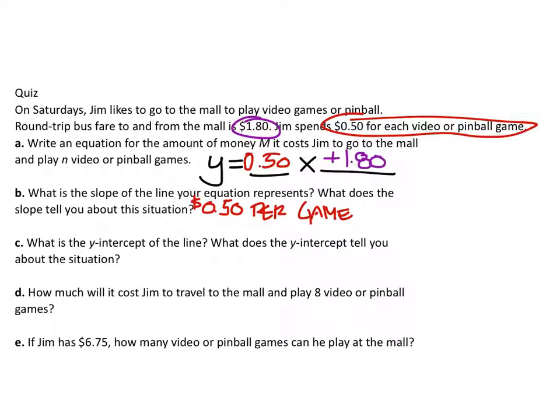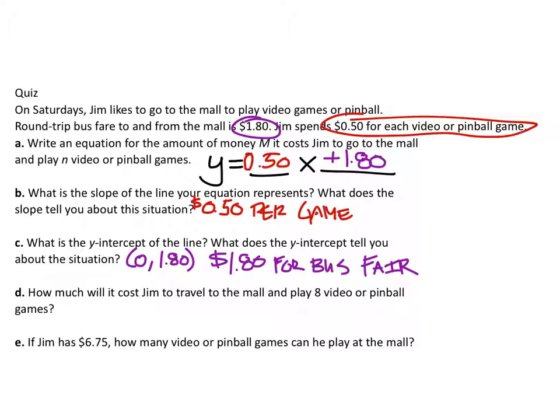Part C, what is the y-intercept of the line? This is going to be (0, 1.80). Now again, when asked for the y-intercept, we need to show it as an ordered pair. But what does it tell us about the situation? It's $1.80 for bus fare.